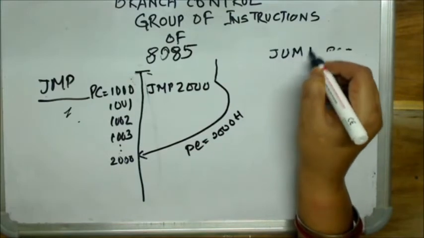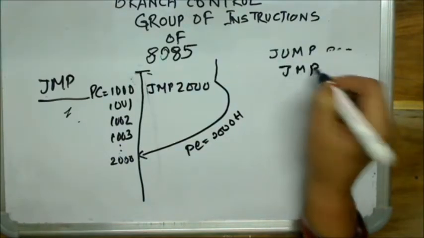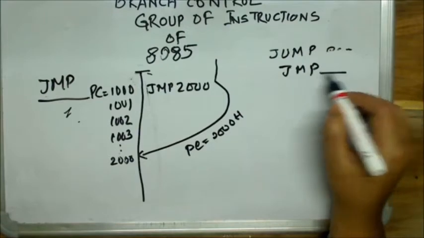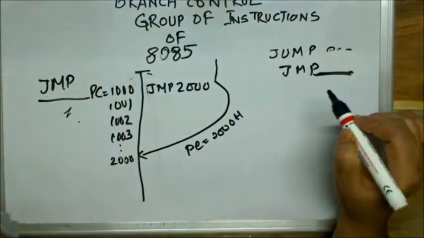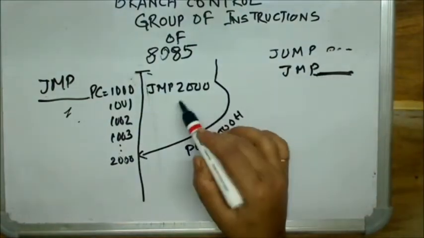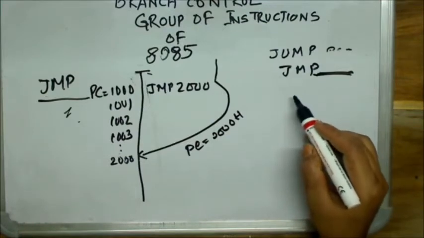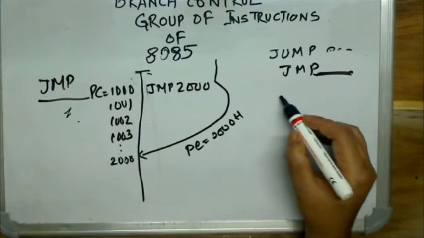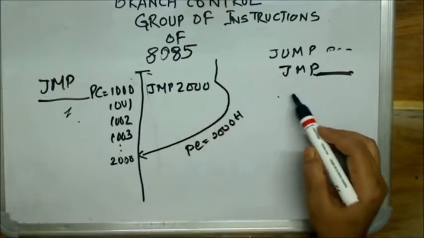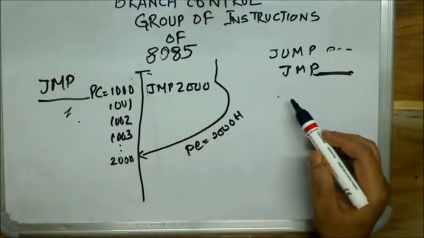Now when you write the jump instruction, that is JMP, next to it you write a location. So how do you want to jump? Suppose you have written jump 2000. On paper you write an address, but in practical you write a label.